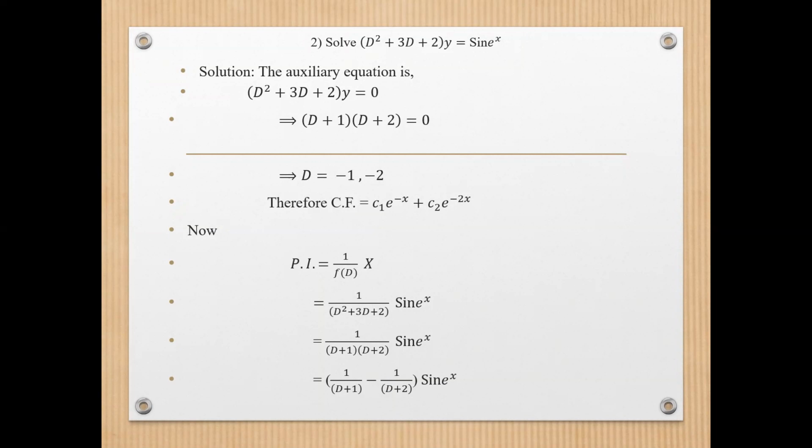So its solution is obtained by finding a complementary function and a particular integral. In the same way we have to find the complementary function, but there is a small change in the particular integral. In order to find the particular integral we have to use this type. So first we have to find the complementary function of this linear differential equation. For that we first find its auxiliary equation. The auxiliary equation is D square plus 3D plus 2 is equal to 0.